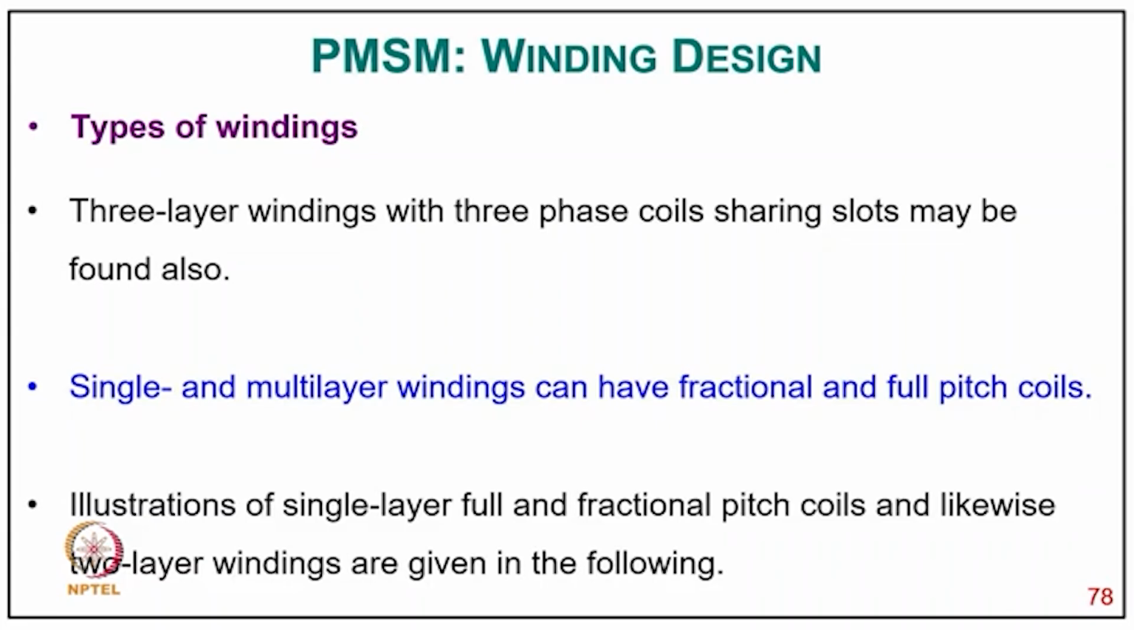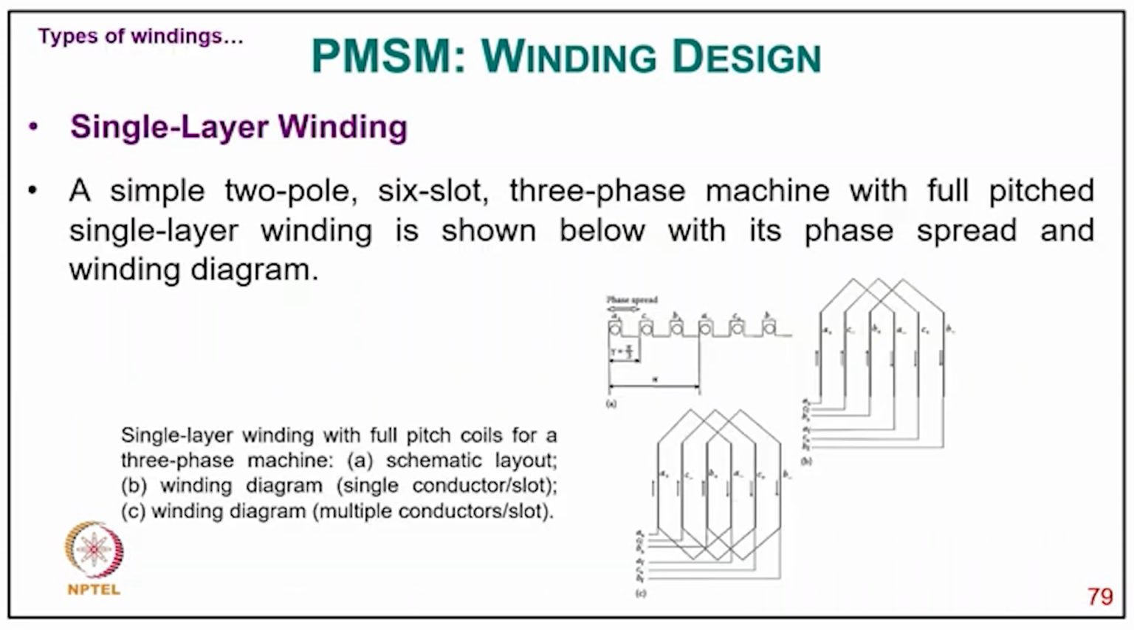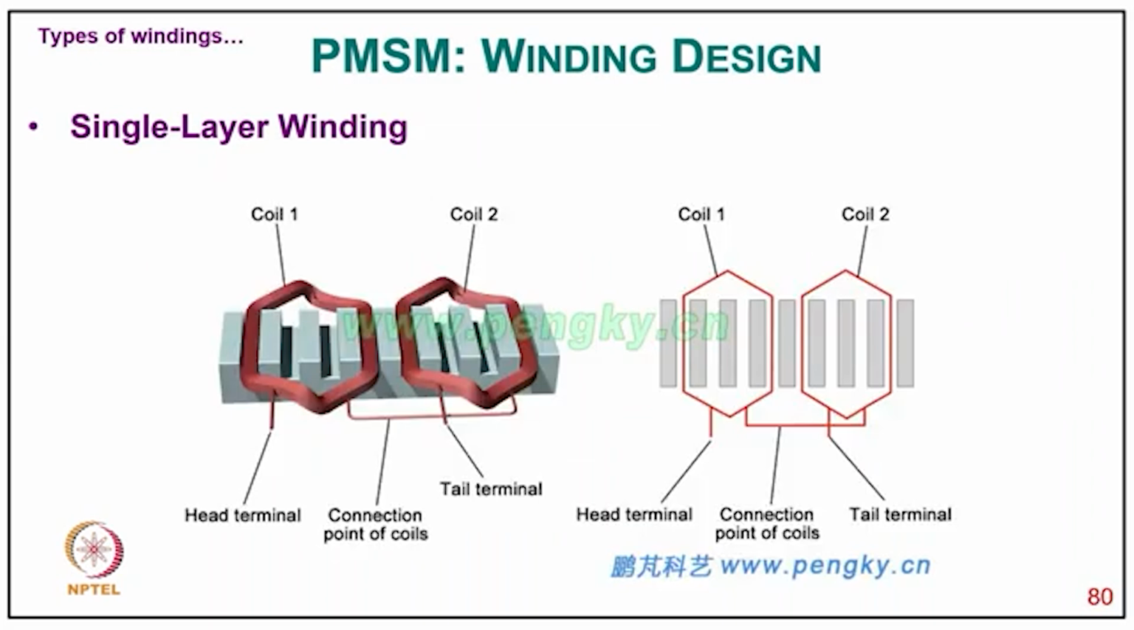An illustration of the single layer full or fractional pitch coils and likewise the two layer windings are given in the following figure. You can see here a single layer winding, a simple 2 pole 6 slot 3 phase machine with full pitch single layer winding, shown below with the phase spread and winding diagram. In single layer we can have a 180-degree phase spread only, as shown in the winding. So this is a single layer winding with full pitch coils of a 3-phase machine. Here are the schematic layout, the winding diagram with single conductor per slot, or the winding diagram with multiple conductors per slot. You can see how the single layer winding physically looks, typically coil 1 and coil 2, the head and the terminals.